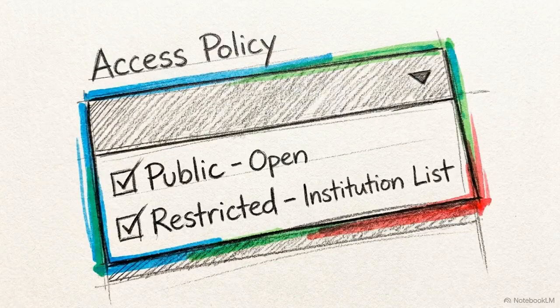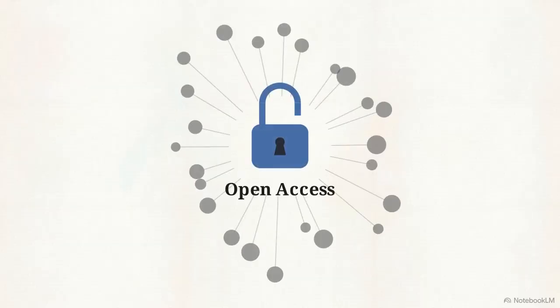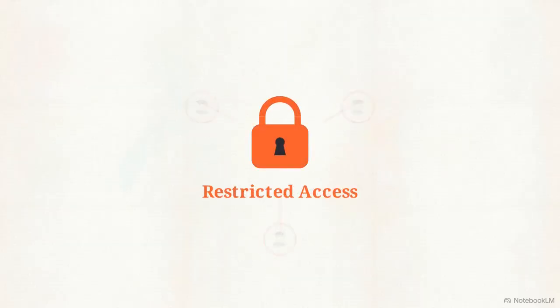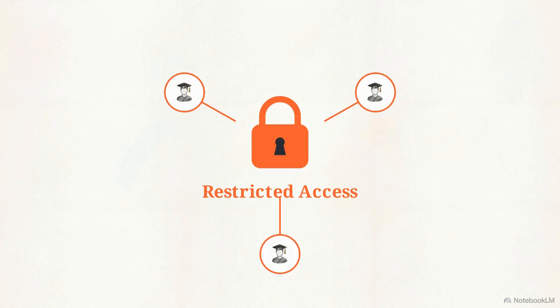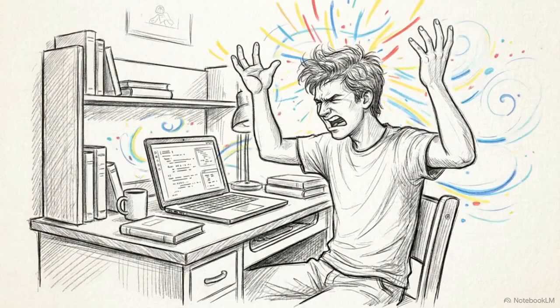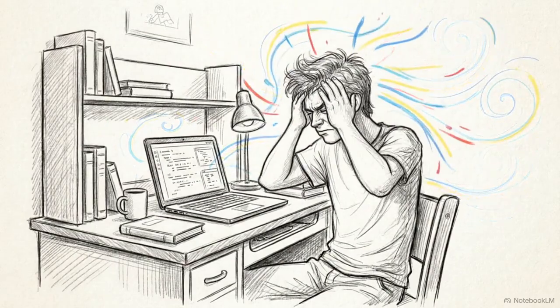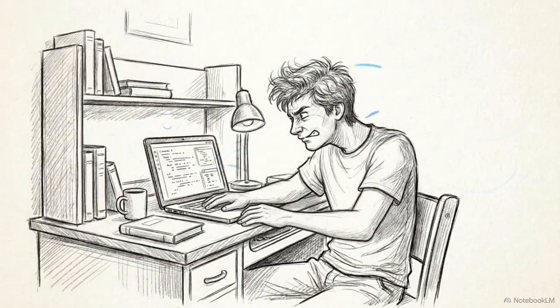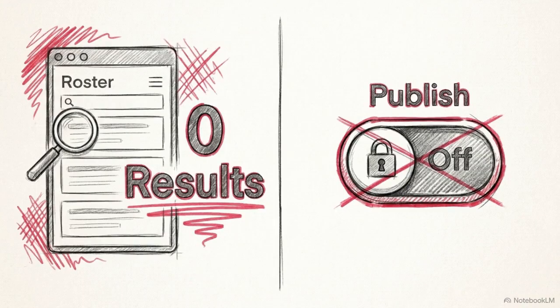Next, configure the Access Policy dropdown. This dictates exactly who can find and open the course. You can leave it open to the public or restrict access to specific named cohorts from your institution. Make your access choice deliberately. When a student inevitably emails you to say they cannot find your course, the diagnosis is almost always found right here. They are either missing from your restricted access list or the course remains unpublished.